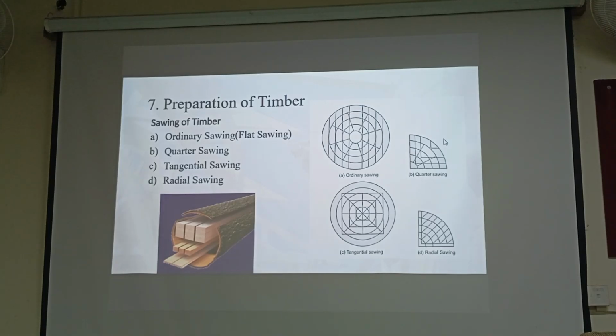Preparation of the timbers, that is sawing of the timbers, can be done in four different ways: ordinary sawing, like flat sawing, quarter sawing, and tangential sawing or radial sawing. In the four different types of sawing, the structures are shown there.